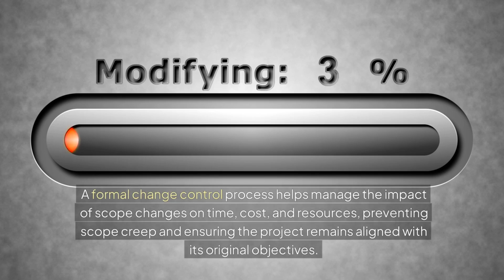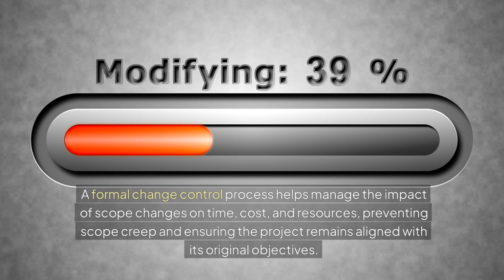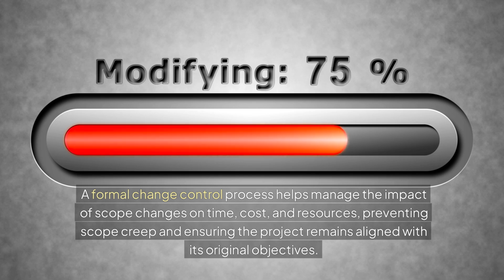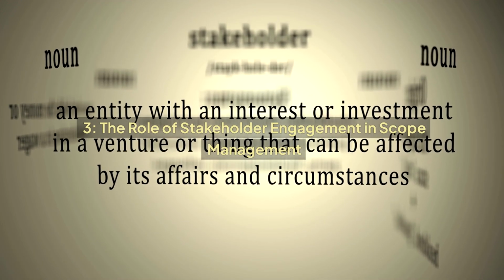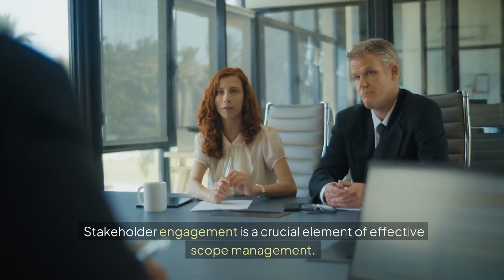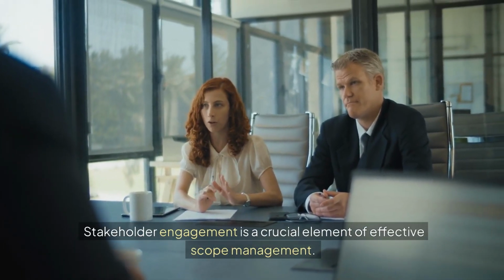A formal change control process helps manage the impact of scope changes on time, cost, and resources, preventing scope creep and ensuring the project remains aligned with its original objectives. 3. The role of stakeholder engagement in scope management. Stakeholder engagement is a crucial element of effective scope management.